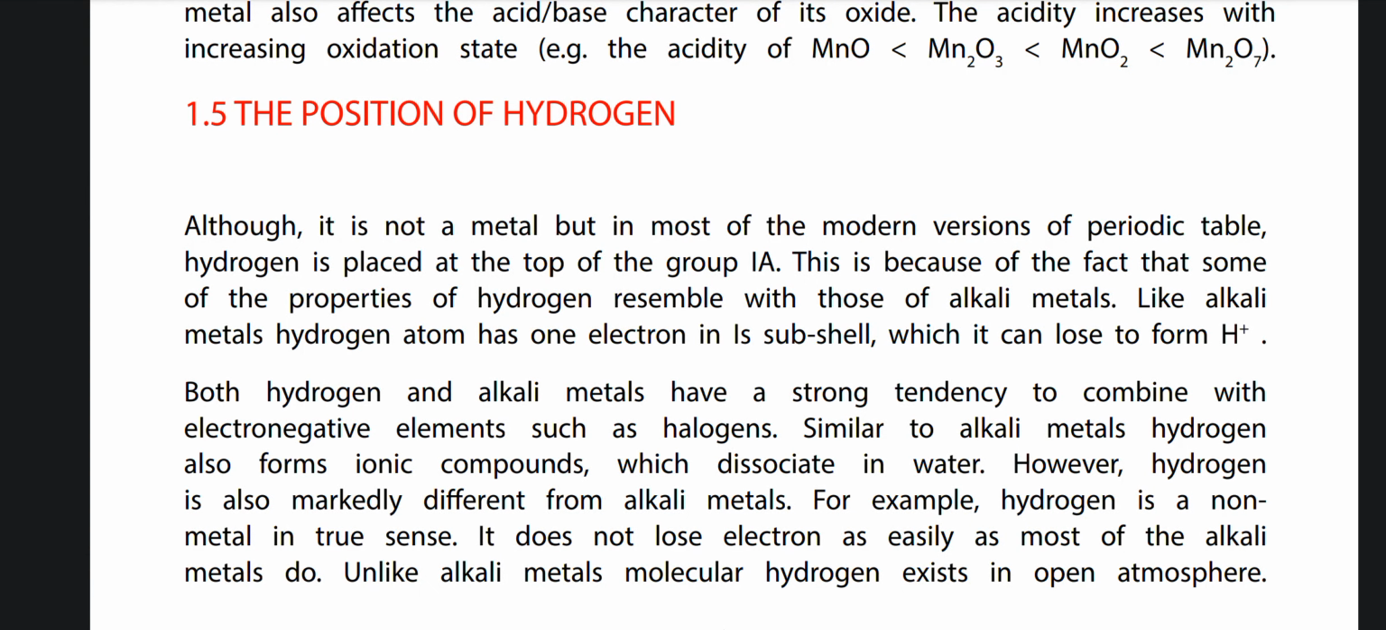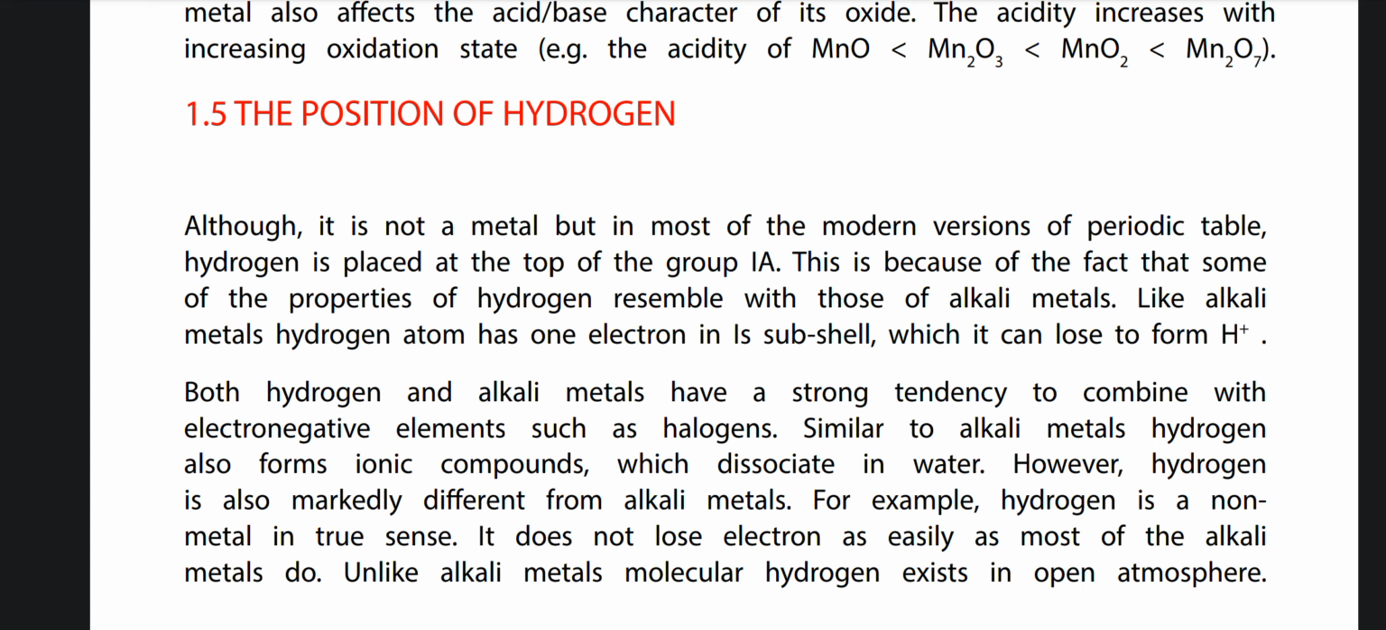Now we'll start with 1.5, the position of hydrogen. Although it's not a metal, in most of the modern versions of the periodic table, hydrogen is placed at the top of group 1A. This is because some of the properties of hydrogen resemble those of alkali metals.